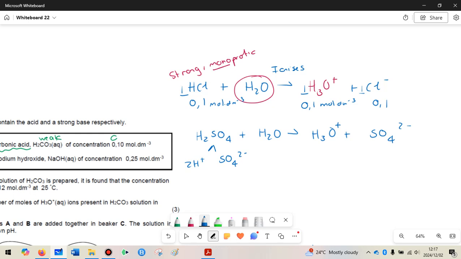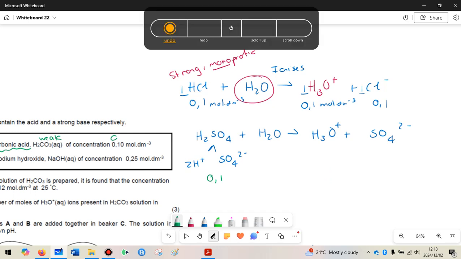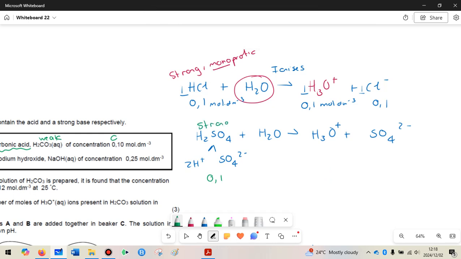Now, if I give you a concentration of the sulfuric acid as, let's say, 0.1 mole per decimeter cubed, could you predict the concentration of the hydronium ions? Well, this is a strong acid once again, so it breaks up completely in water, but it's also a diprotic strong acid.